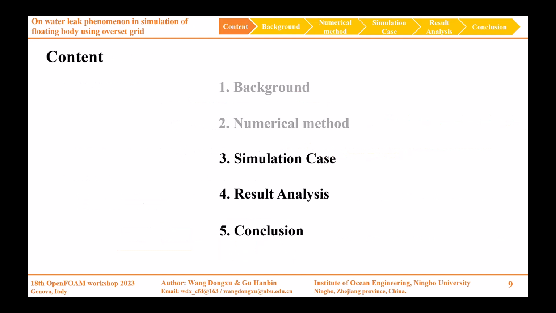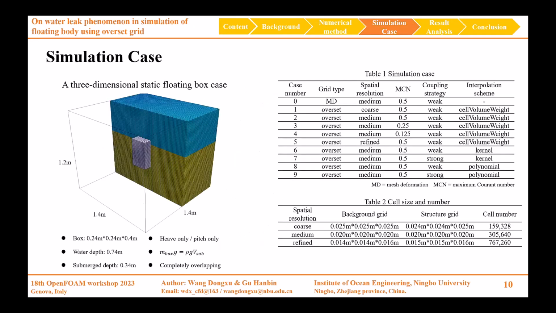Then it's the third part, simulation case. We first simulate a 3-dimensional static floating box case. Here's some details of the case. And the right 2 tables list some critical numerical size, as well as the cell size and cell number. Note that all the cases were run in parallel mode with 8 processors.